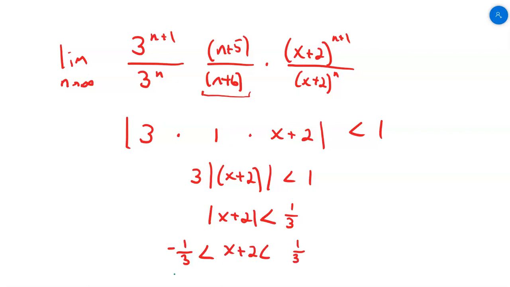Now, how do we solve this? Subtract a 2 from everything. Subtract a 2, subtract a 2. Negative 1/3 minus 2, well, negative 2 is negative 6/3. Minus 1/3 is negative 7/3. The middle piece is just x. And if I do 1/3 minus 6/3, I end up with negative 5/3.